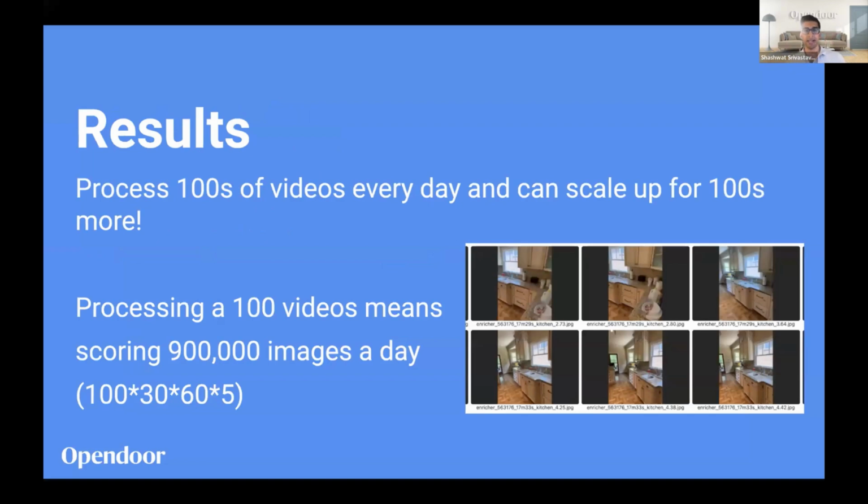And now for the results. The results of this project were overwhelmingly successful. Today we're processing hundreds of videos every single day, and we can very easily scale up to process hundreds more. Just a quick reminder: processing 100 videos, each roughly 30 minutes long, results in 900,000 images a day, which need to be classified using the system. And this happens pretty seamlessly on our end. We've been running this in production for the past few months, and we haven't seen too many issues. So as a result, we are in good shape to process hundreds of videos today, and hopefully in the future, thousands.